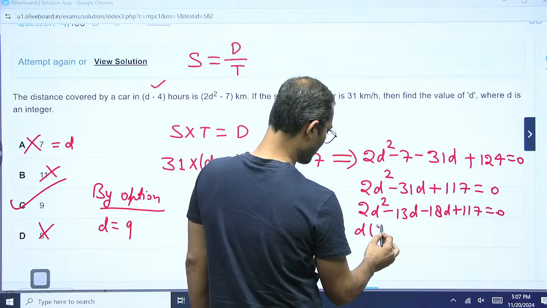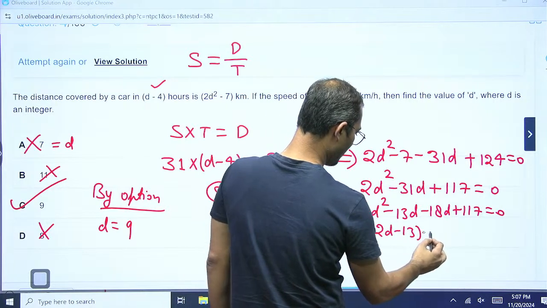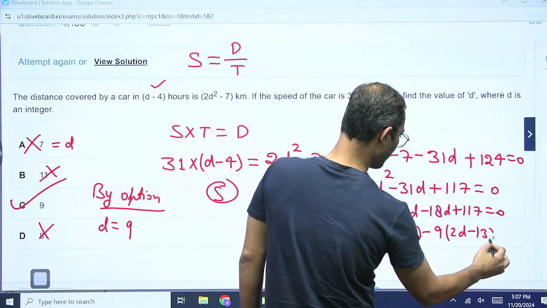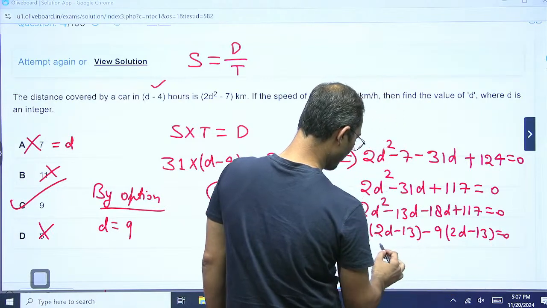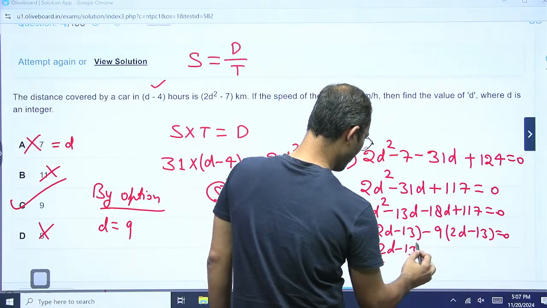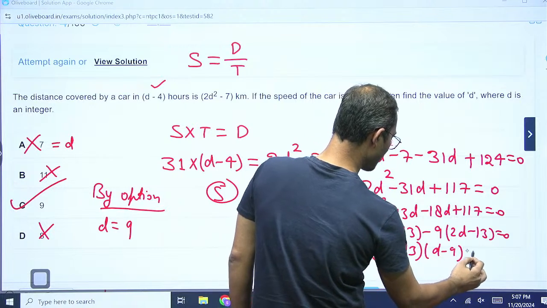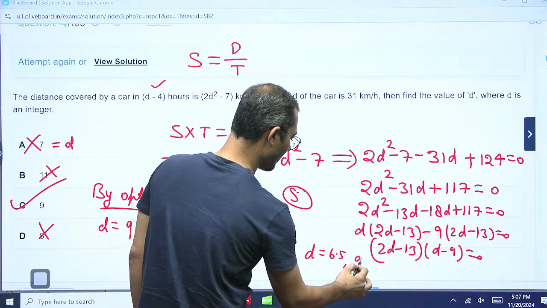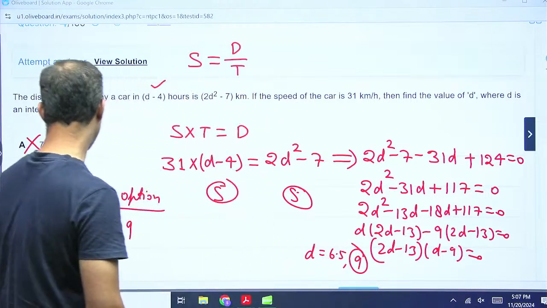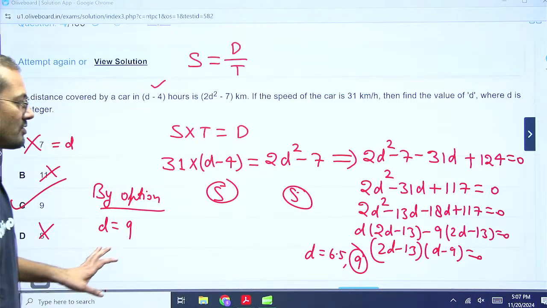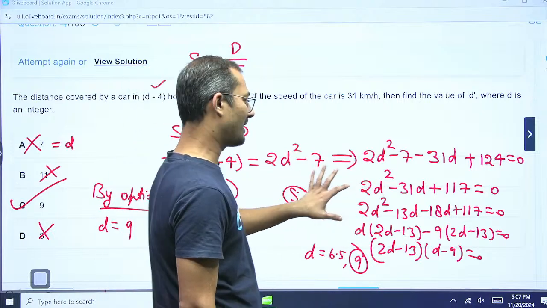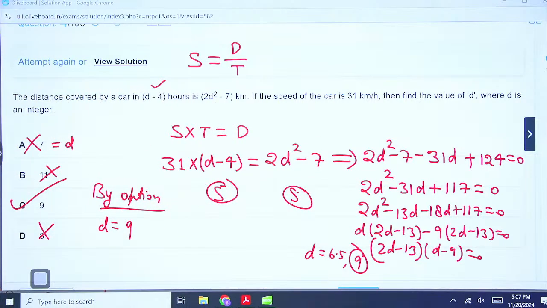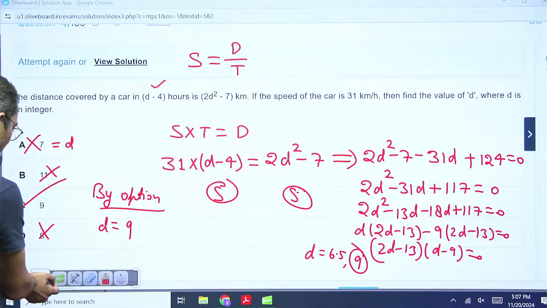Taking d common from the first two terms and 9 common from the last two, we get d(2d minus 13) minus 9(2d minus 13) is equal to 0. So after solving you will get (2d minus 13)(d minus 9) is equal to 0. So you will get d is equal to 6.5 or 9. Which one is matching? Only 9. So if you want to solve the quadratic equation, you can, but the better approach is to go by option. Go by option is the best way. So moving to the next question.